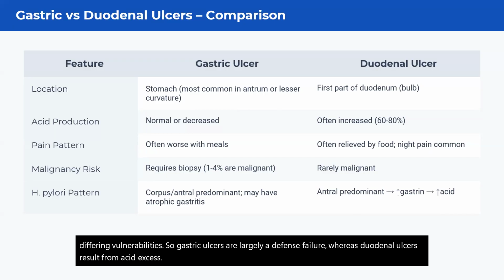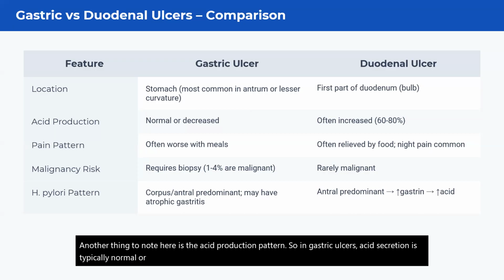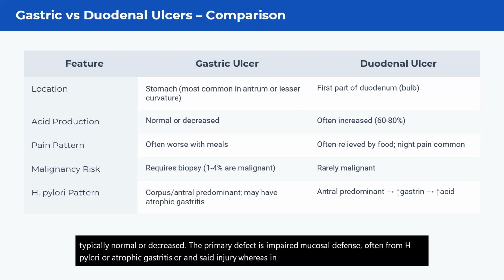Another thing to note here is the acid production pattern. So in gastric ulcers, acid secretion is typically normal or decreased. The primary defect is impaired mucosal defense, often from H. pylori, or atrophic gastritis, or NSAID injury. Whereas in duodenal ulcers, acid output is increased in about 60 to 80% of cases.